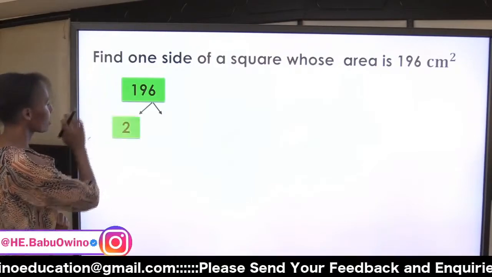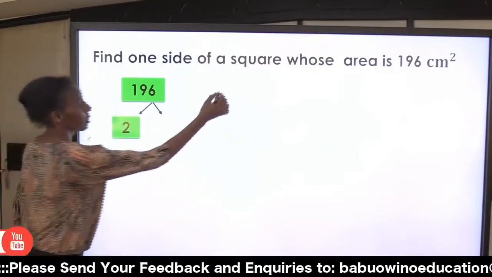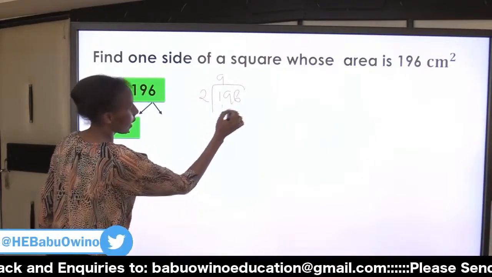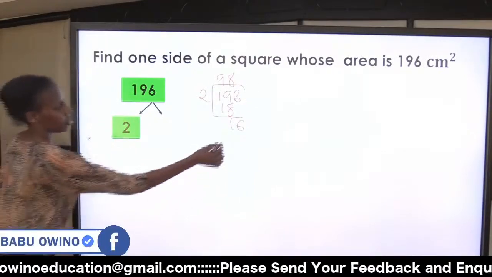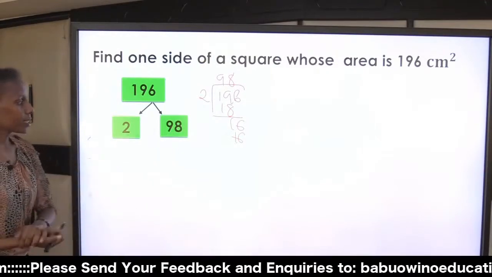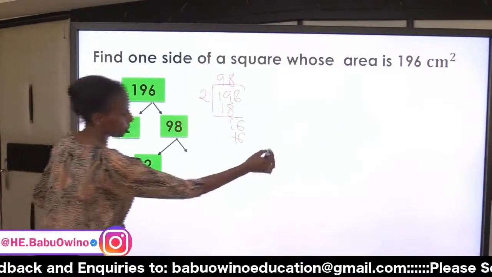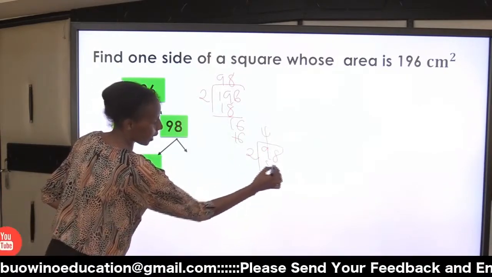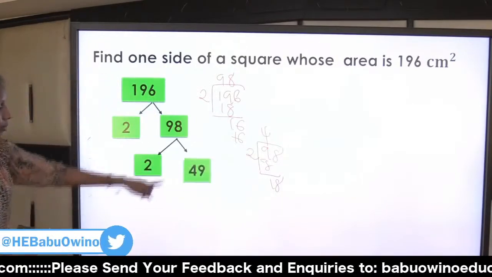The smallest prime number is 2, and because it's an even number, it agrees. 196 divided by 2, 9 because of 18. Okay, 8 because of 16. So we get our 98. 98 is still even. So we are going to divide by 2. Goes 4 because of 8. 1, 9. Then we get 9. So 49.